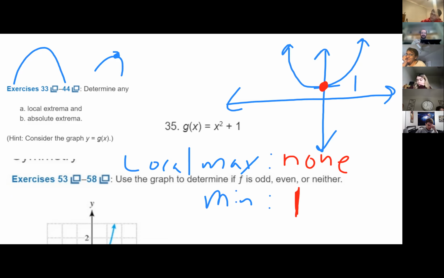That's my local max, my local min. What about absolute max? Is there an absolute? None. Is there an absolute max? No, I want to say no.